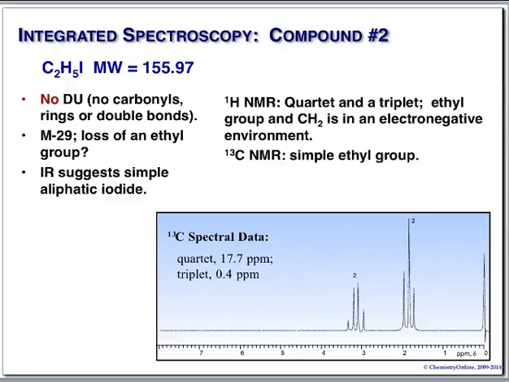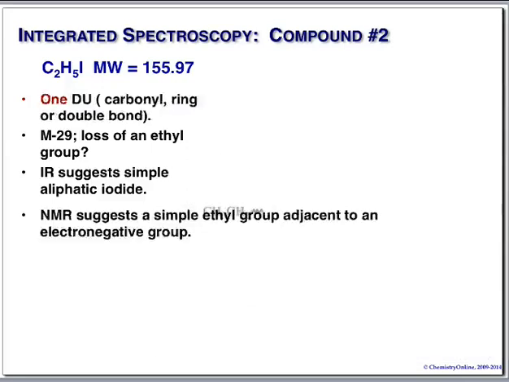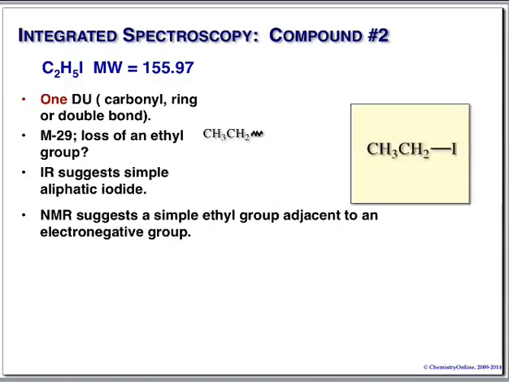Finally, if we put our pieces together, we have an ethyl group. That's about it. And we have an iodine in our molecule. This must be ethyl iodide. Any questions?